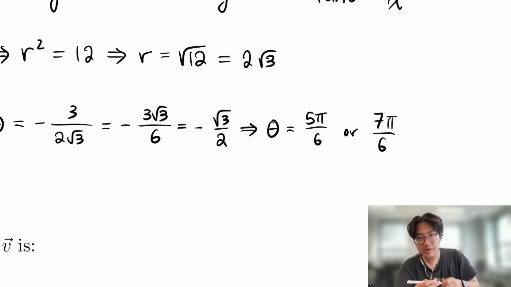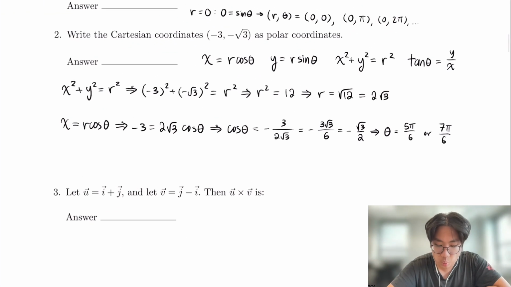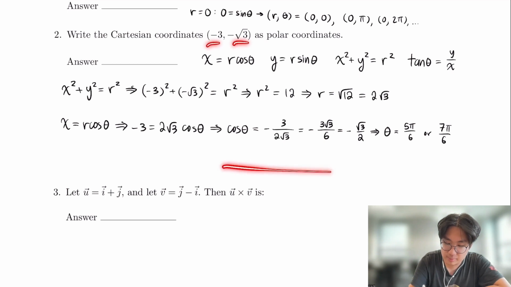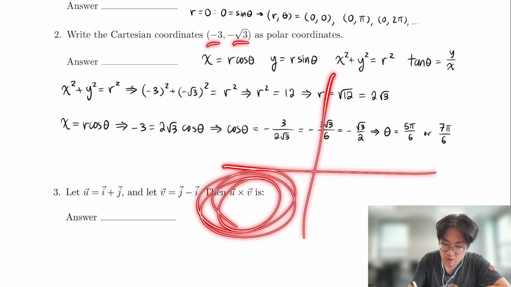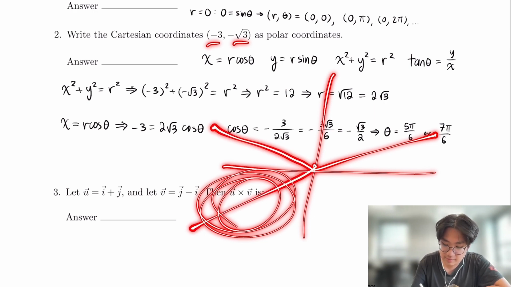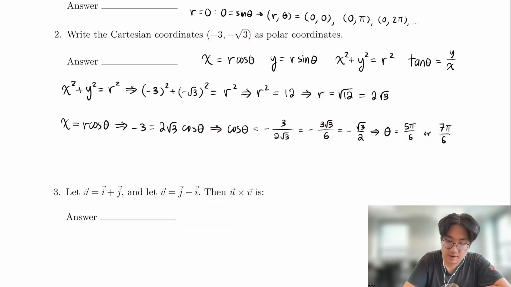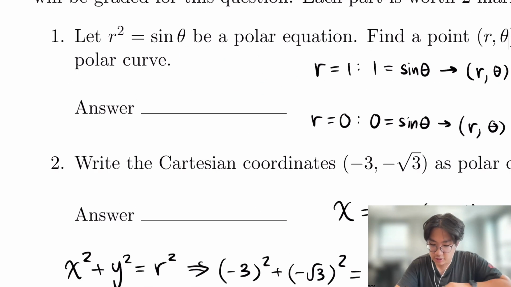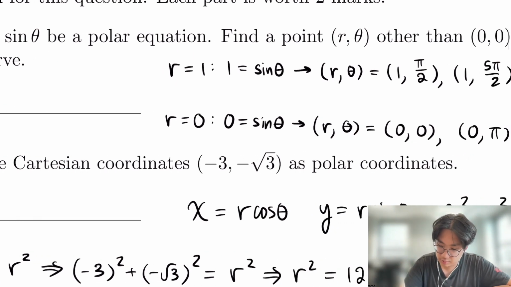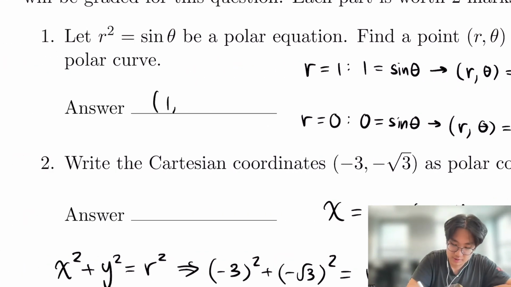And this is now where we, again, have to remember what quadrant we're dealing with, right? Again, these are both negative, so we're somewhere in quadrant 3. And if we imagine our angles, we know that pi over 6 is over here, 5 pi over 6 is here, and 7 pi over 6 is somewhere over here. So obviously, in this case, we must use 7 pi over 6. Here, I should also write the answer here. For the first part, we'll just go with 1 comma pi over 2.